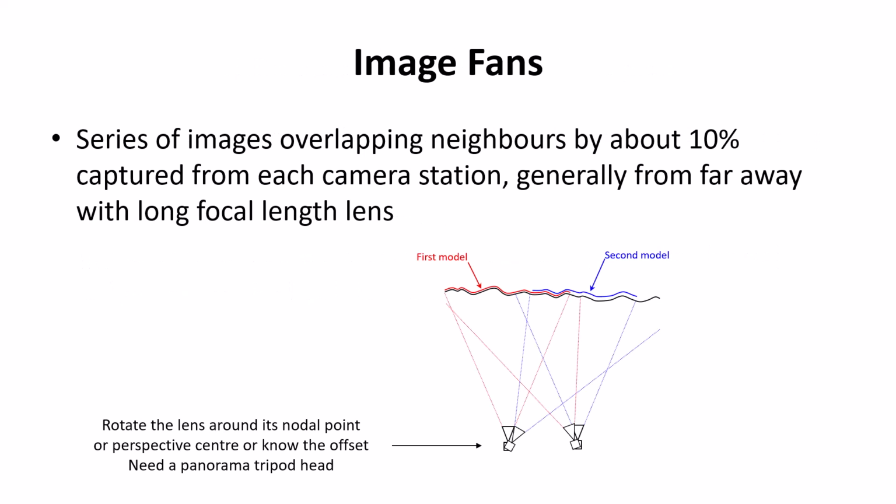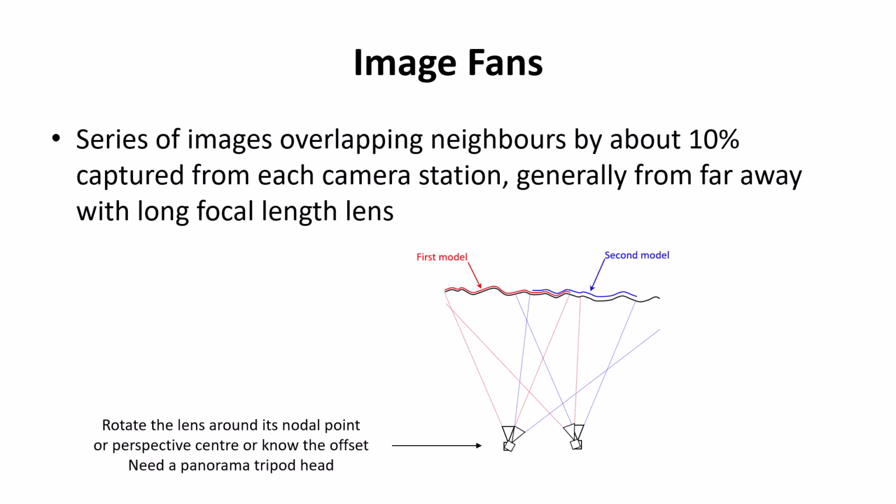Another way of collecting the images in the field is to do it as a fan from each camera station. So you end up in this situation, you really do have to have a tripod. It's hard to do a fan just standing and holding a camera. You introduce a lot of errors into the analysis if you attempt to do that off of just free holding a camera. So the camera gets mounted on a panorama tripod head on top of a nice stable tripod, and then you can rotate the camera.